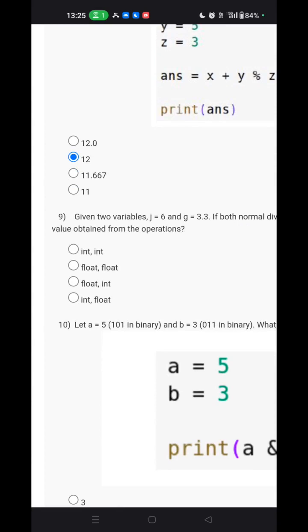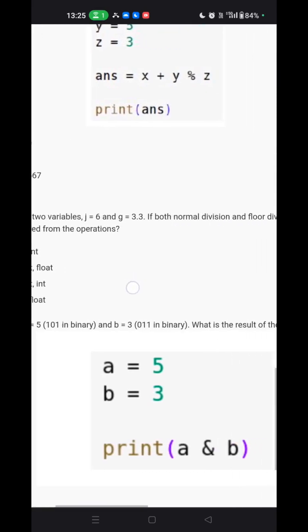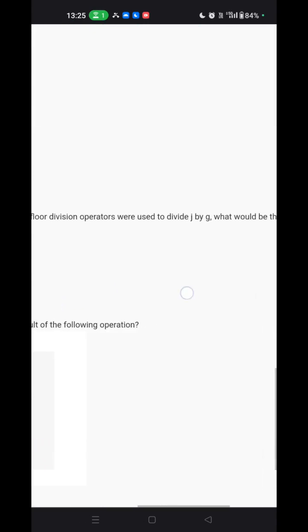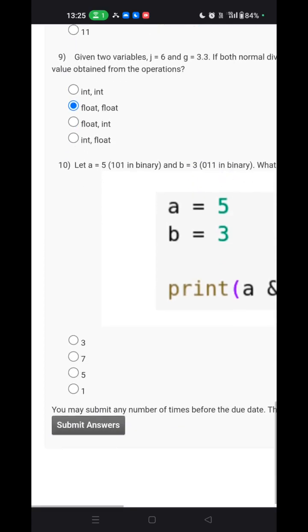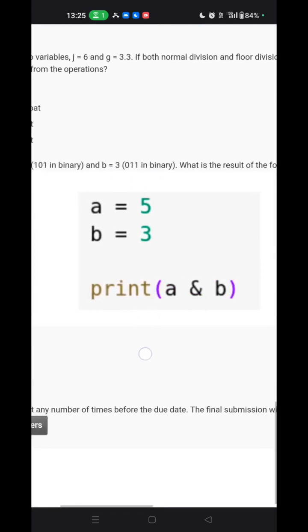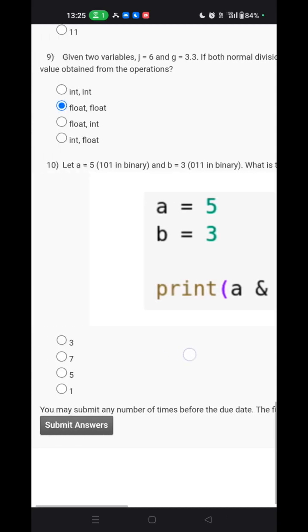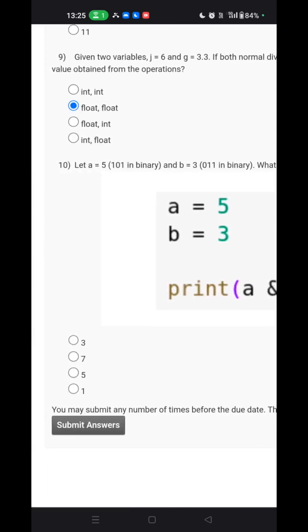So question number 9, J is equal to 6, G is equal to 3.3. All the solutions we will send you. Okay. So you will get answer float. Okay. Question number 10, A is equal to 5, B is equal to 3. So this is the AND operator. Okay. If you will calculate 5 and 3, that is 1 actually answer.